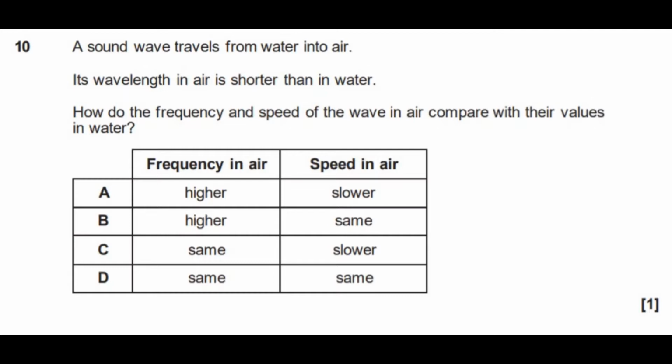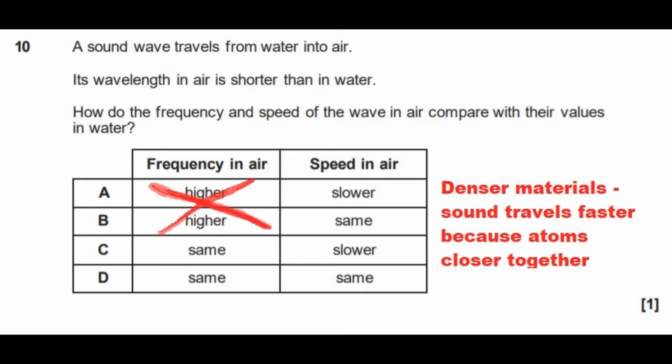So A is higher in frequency when in air, slower for the speed in air. For B, the higher frequency in air, same for the speed in air. And C, the same frequency in air, slower for the speed in air. And for D, it is the same frequency in air and same speed in air.